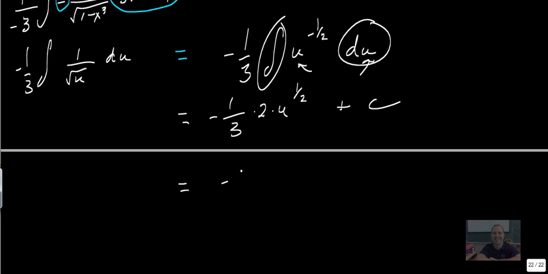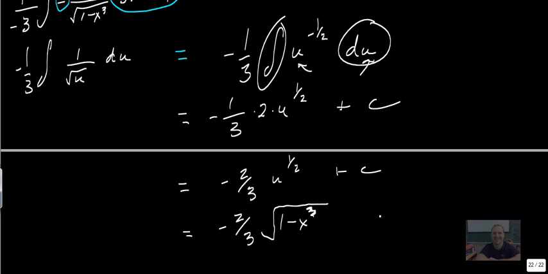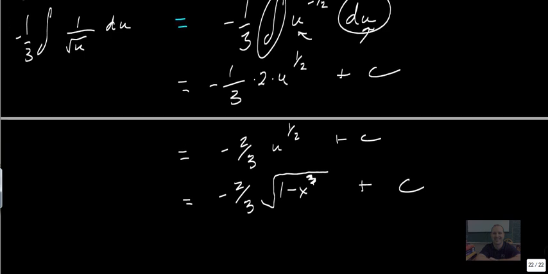Which simplifies to negative 2/3 u to the 1/2 plus c. Or when I make my substitution back again, I get 1 minus x cubed, to the power of 1/2. Or you might want to just write it as a root as well. It doesn't matter. So there you go. Questions?